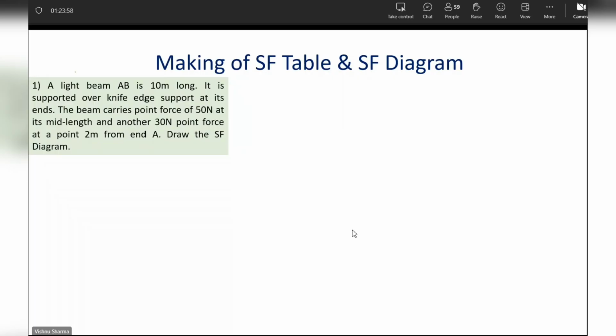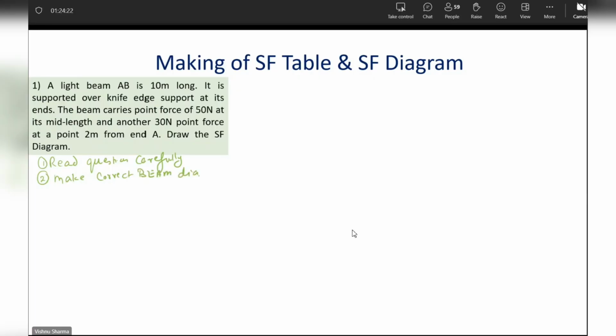First is we'll read the question carefully. It's very, very important. Second, make the beam diagram correct. Make a correct beam diagram.